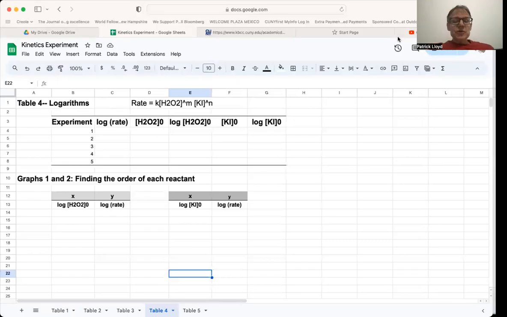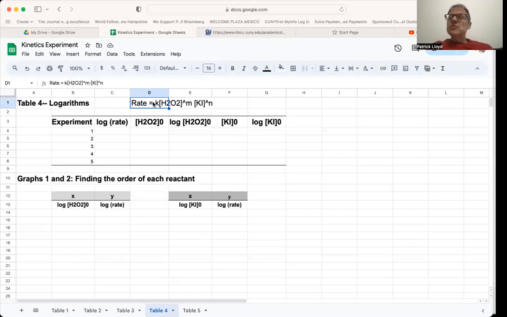Okay, so in this one, we're going to work on table 4, which is going to allow us to figure out the orders of the reactants for the hydrogen peroxide and potassium iodide. We call this the logarithms table because you're going to be using logarithms in this particular table.